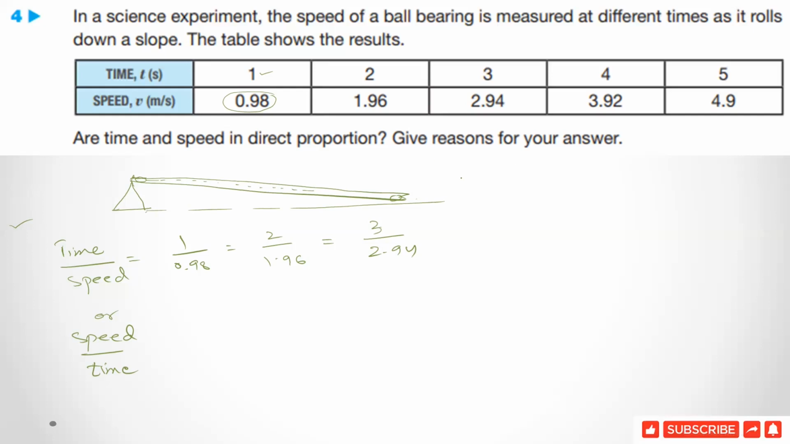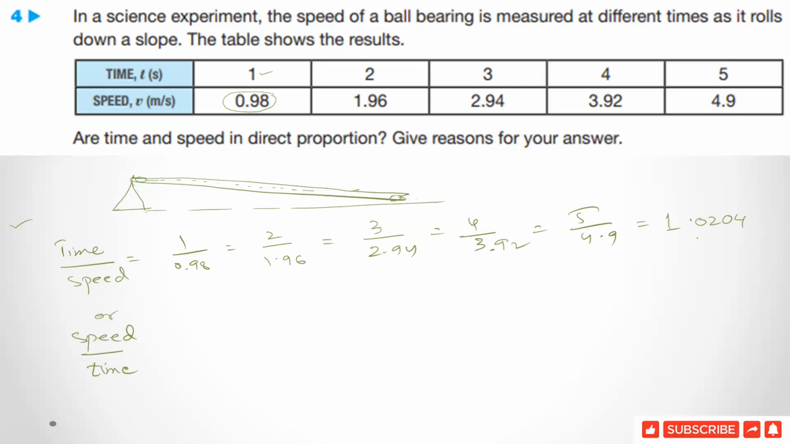So here, keep on doing it. If I do this, 3 upon 2.94 should be equal to 4 by 3.92, equals 5 by 4.9. Now, if I have divided all of 1, 2, 3, 4, 5 by the given speeds under them, and I got the same answer, you must also have the same answer, 1.0204. Let me know if you have a different one. But I got this one. And if you got a different one, then let me know in the comment box.